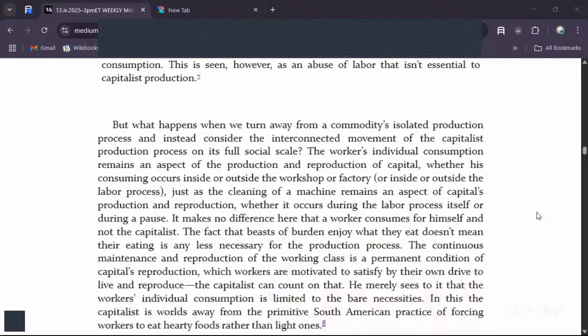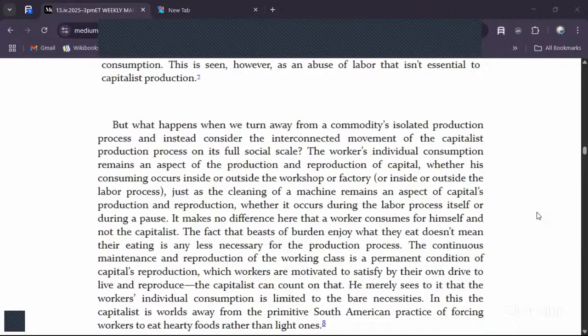Now, what happens when we turn away from a commodity's isolated production process and instead consider the interconnected movement of the capitalist production process on its full social scale? The worker's individual consumption remains an aspect of the production and reproduction of capital, whether his consuming occurs inside or outside the workshop or factory, or inside or outside the labor process. Just as the cleaning of a machine remains an aspect of capital's production and reproduction, whether it occurs during the labor process itself or during a pause, it makes no difference here that a worker consumes for himself and not the capitalist.